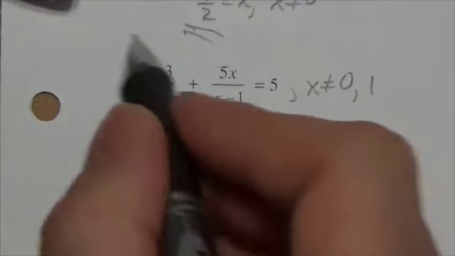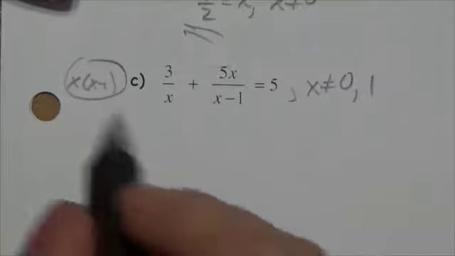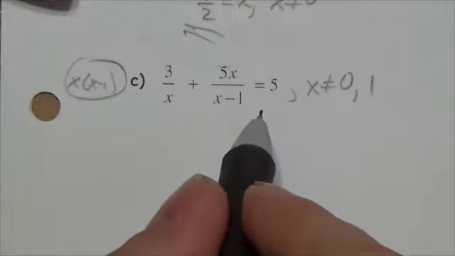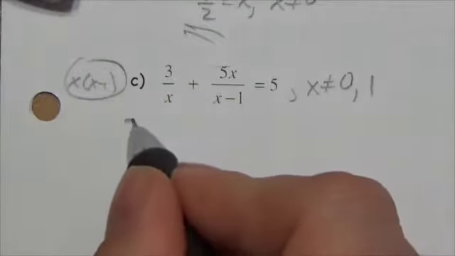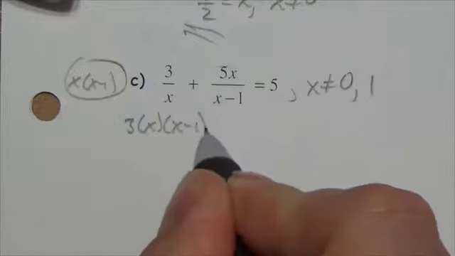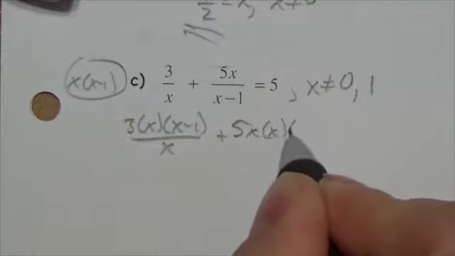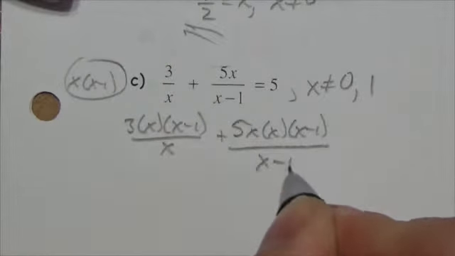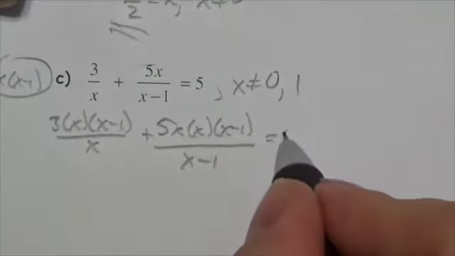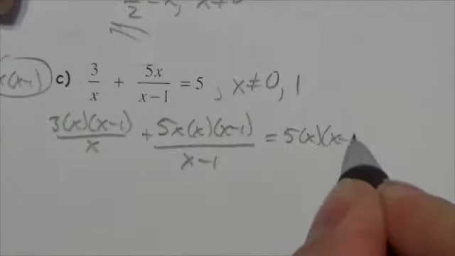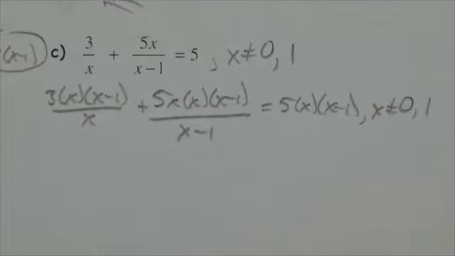But I can create the lowest common multiple here of the denominators, and that's what I'm going to multiply through. So every numerator is going to get this x and an x minus 1 here. So this will be 3 times x minus 1 over x plus 5x times x minus 1 over x minus 1. And I got to do the same thing on both sides. Okay, so that 5 all by itself is going to get the x and the x minus 1, and that's all good so long as x does not equal 0 and 1. That's a long line there, but that's okay.